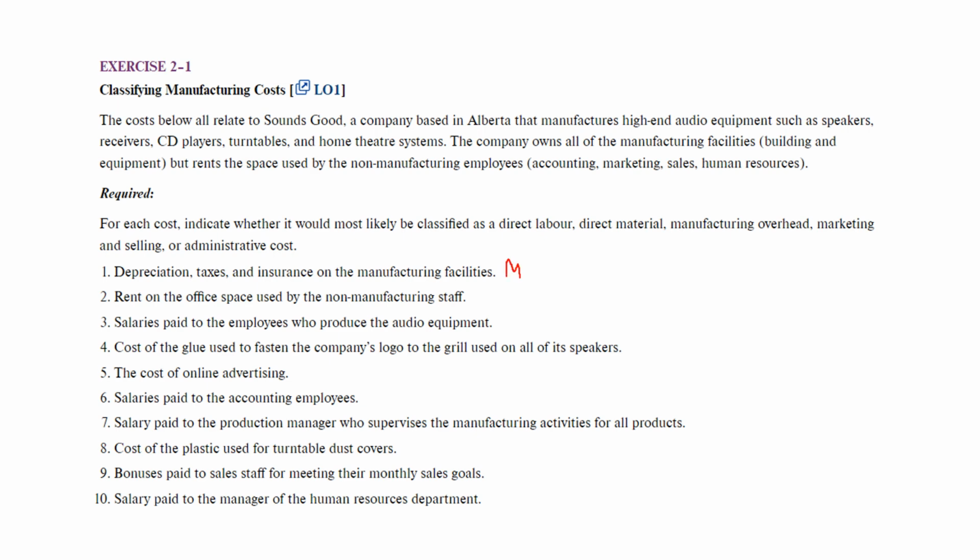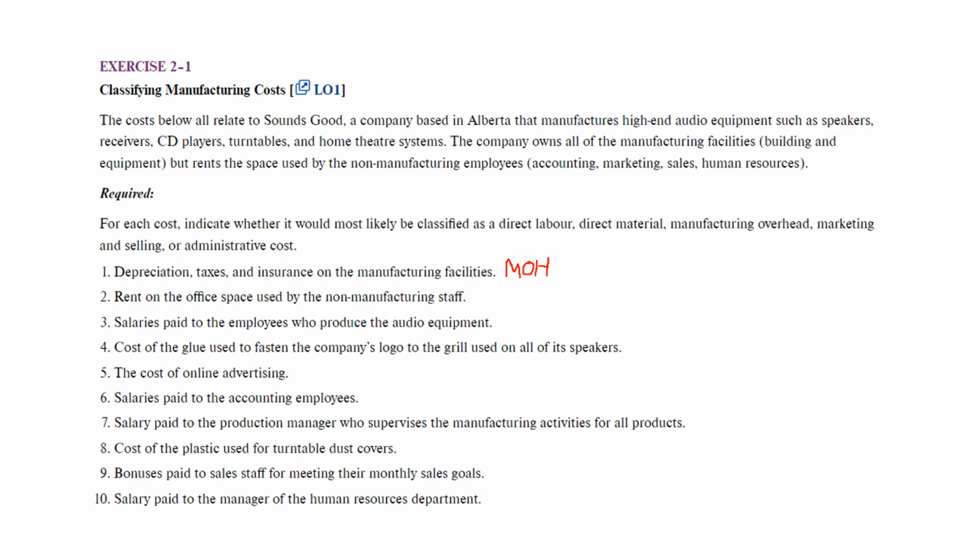And the reason being is that we can't directly tie the cost of the depreciation, taxes, and insurance to any one product, but it does have to do with the manufacturing facility. So it is contributing to that overall production cost. So we would put that into our manufacturing overhead, which, as you remember, is just kind of a catch-all for every product cost that isn't directly traceable to the product.